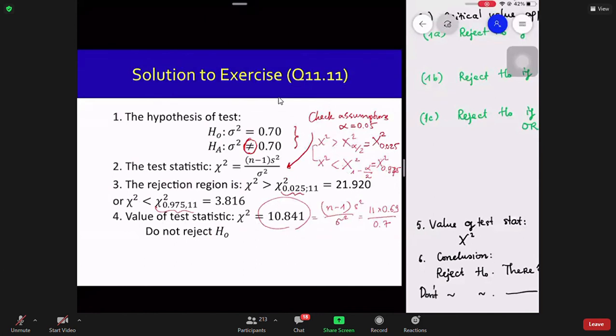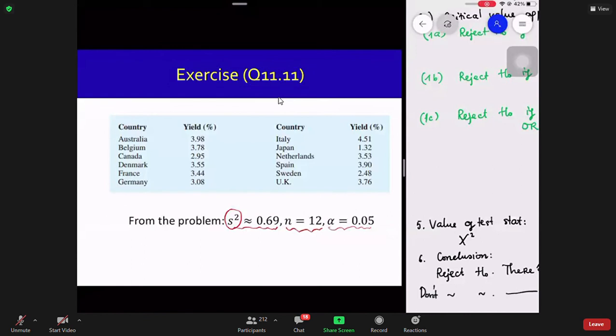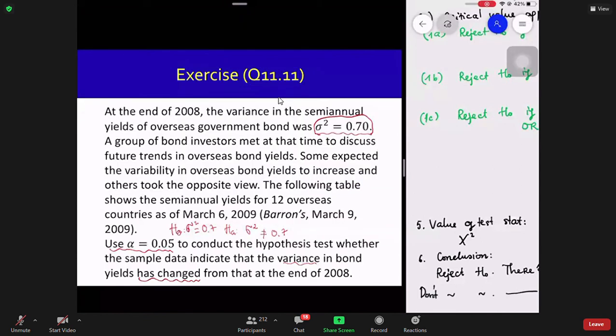Okay, and then you have these values here. When you compare the value of chi-square here, equal to 10.8, with the values of 21 and 3 here, you will easily see that chi-square here is smaller than 21, but it's greater than 3. So we do not reject H0 because it did not fall into the rejection areas. And then we conclude that there is not enough evidence to say that the variance in the bond yield has changed.